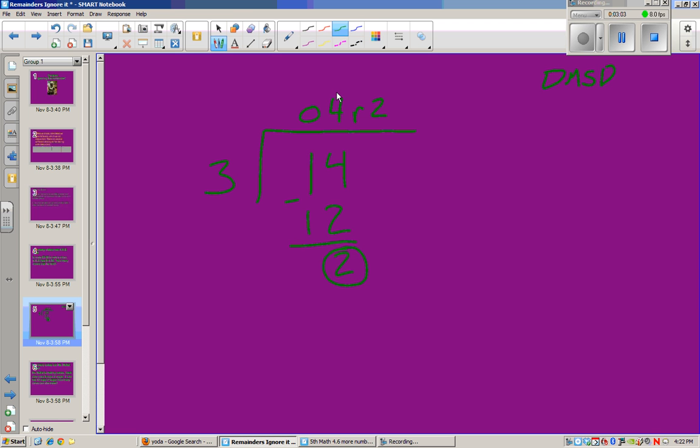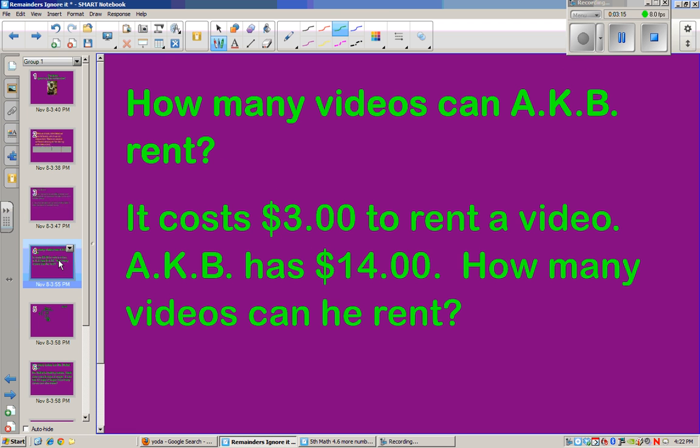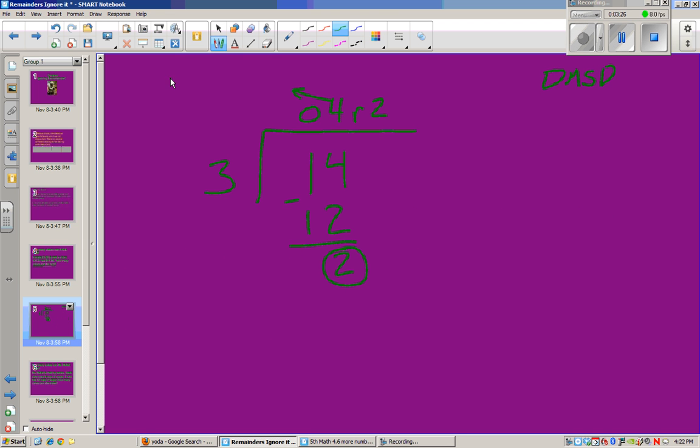To figure that out, first thing we should do is figure out what this 4 represents. In this problem, if we look back at the problem, our answer was going to be videos he can rent. So 4 is the videos he can rent. And renting 4 videos is going to cost him $12.